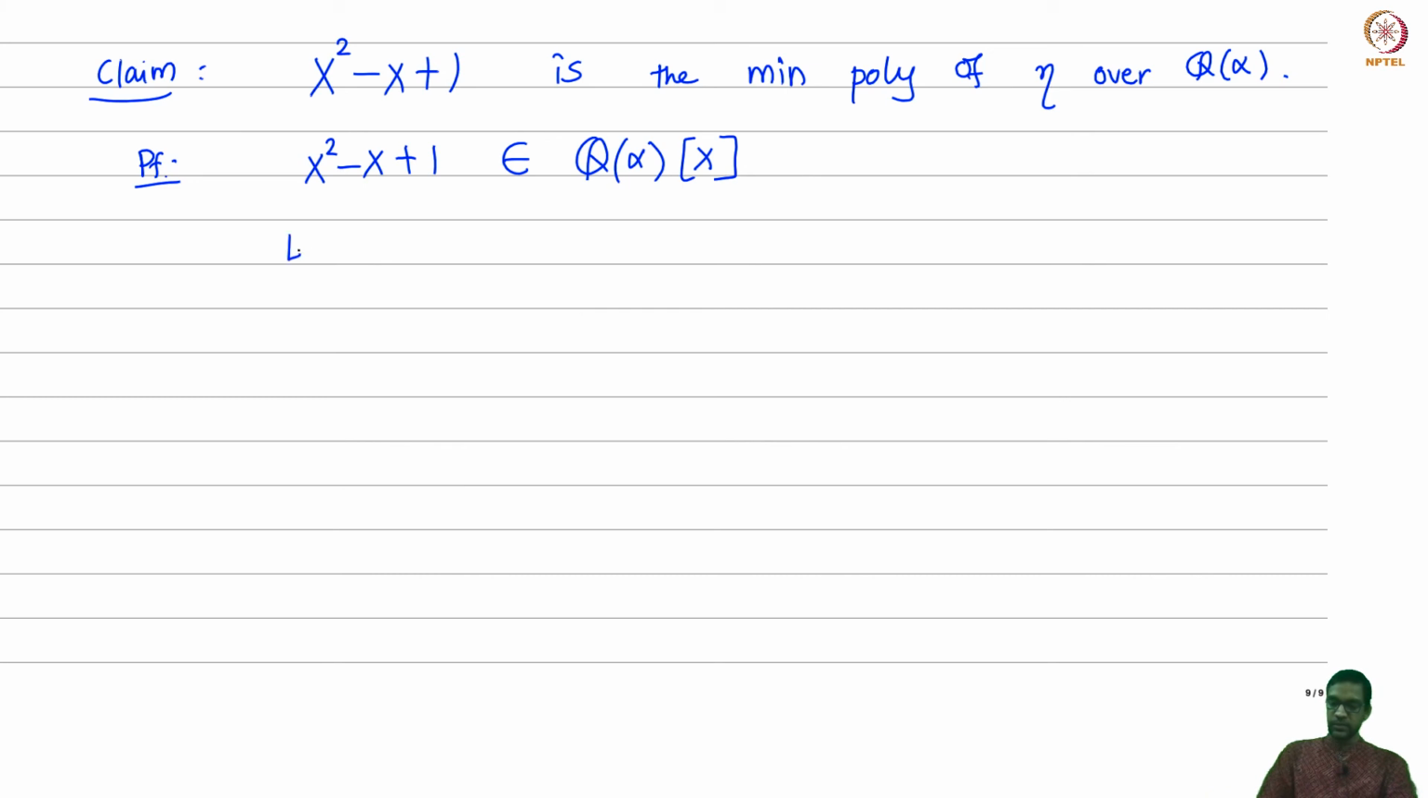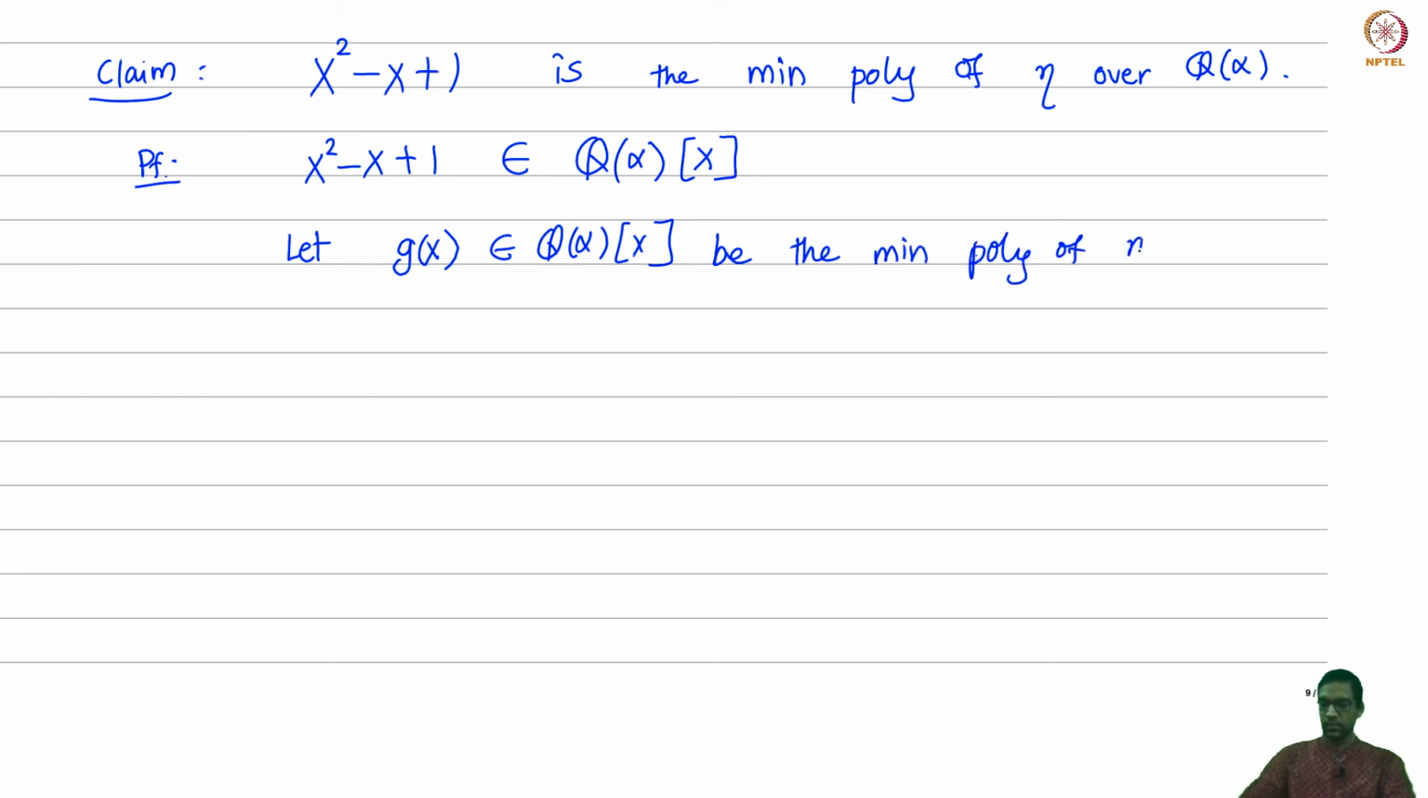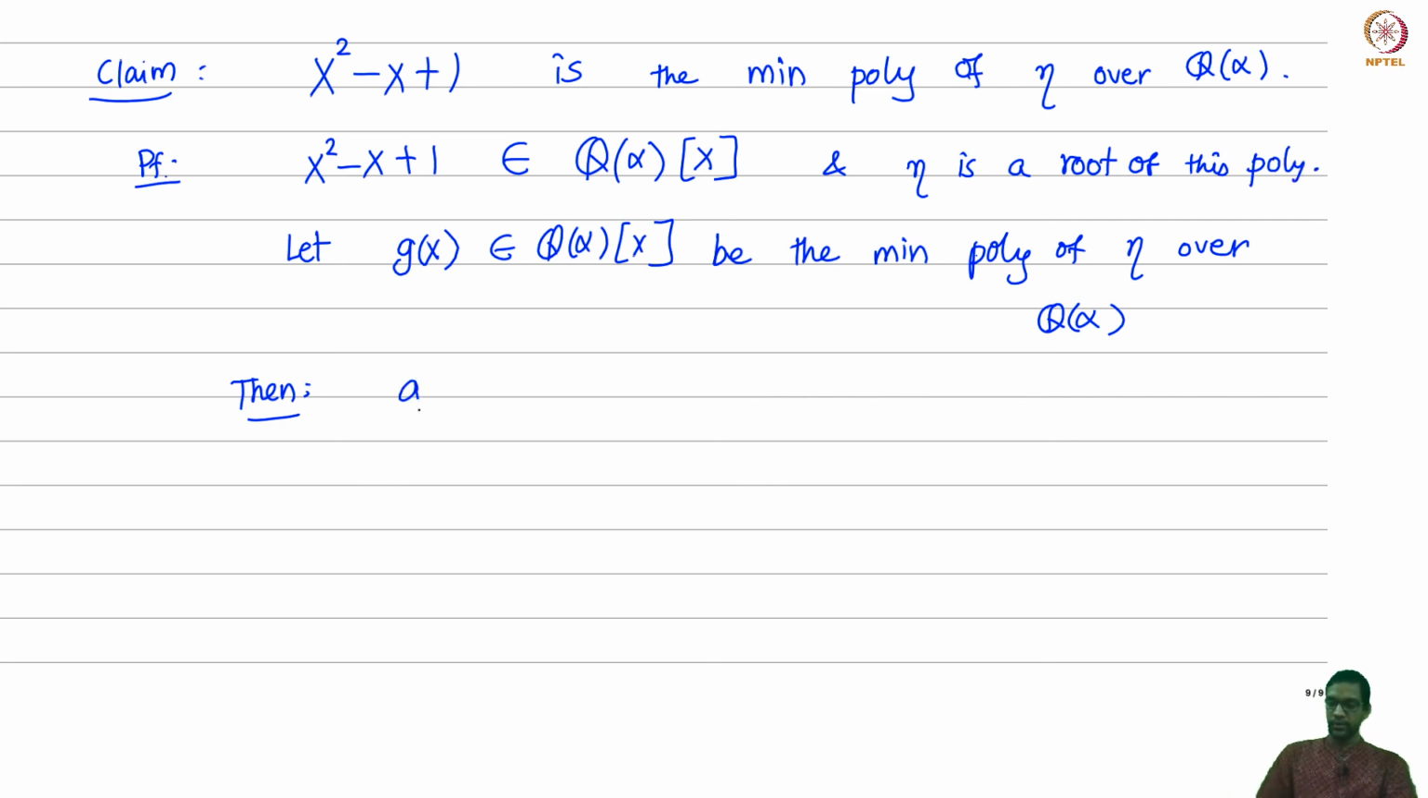Now what does this mean? Suppose g(x) denotes the minimal polynomial of eta over Q(alpha). Then g must divide this polynomial at least, and eta is a root of this polynomial, that much I know. The minimal polynomial has to divide every other polynomial of which eta is a root.